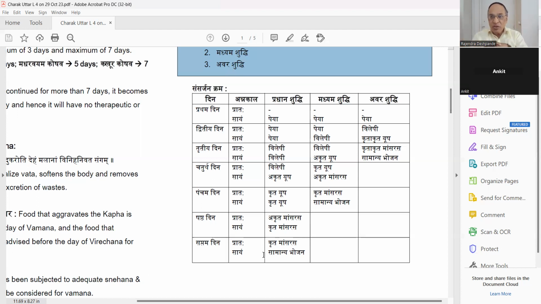What is the principle of Sansarjanakrama? After Panchakarma, your Agni becomes weak. Your digestion becomes weak because a lot of stress is there. So you do not immediately start normal food. Slowly, first a light diet and then the normal diet, so that your digestive fire is stimulated slowly and steadily. This is the principle of Sansarjanakrama.